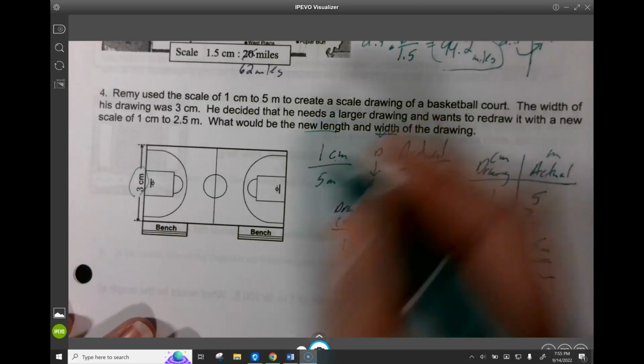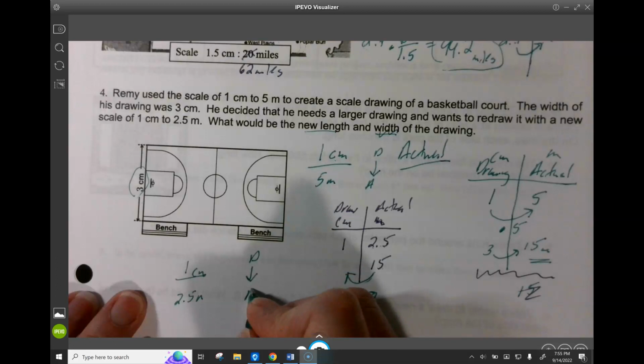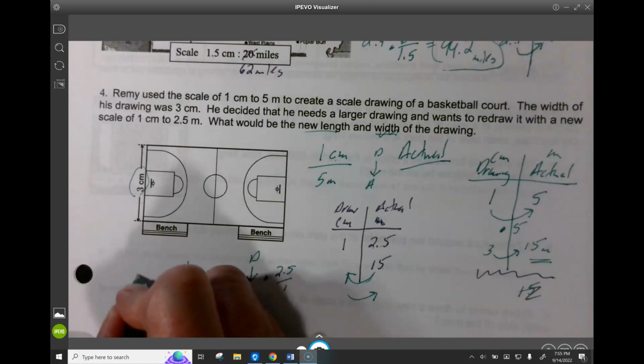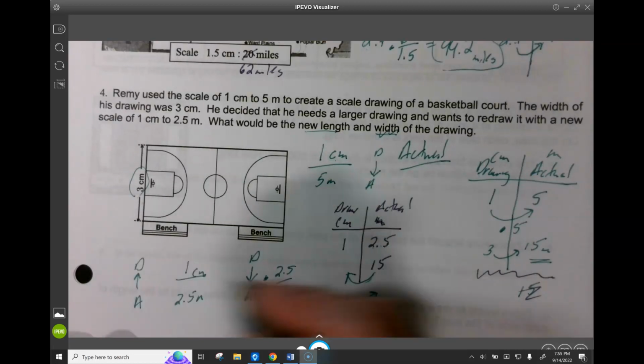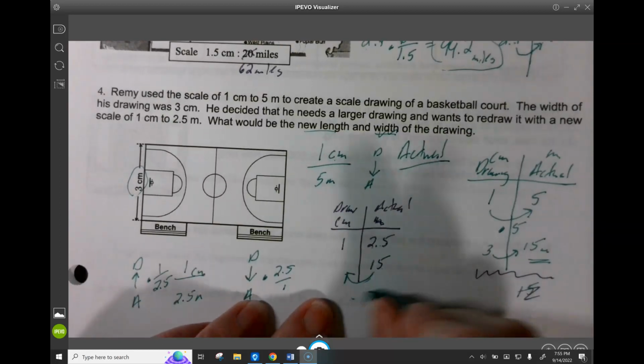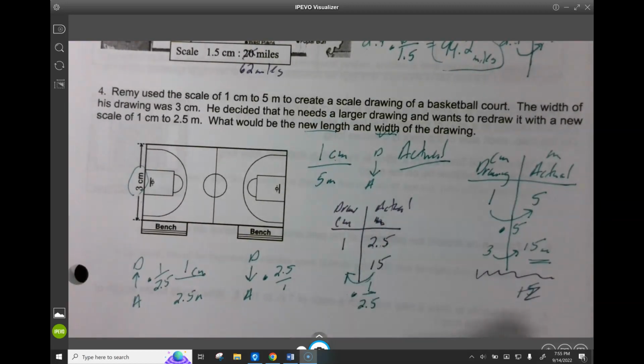Okay, so going back to what I was showing you before, if I have 1 centimeter over 2.5 meters, if I go from the drawing to the actual, I'm going to multiply by 2.5 over 1. If I go from the actual to the drawing, I'm going to do the reciprocal. I'm going to multiply by 1 over 2.5. That's what's going to happen here. I'm going to multiply by 1 over 2.5. So we're going to take our calculators and take 15 times 1, divided by 2.5, and we get 6 centimeters.